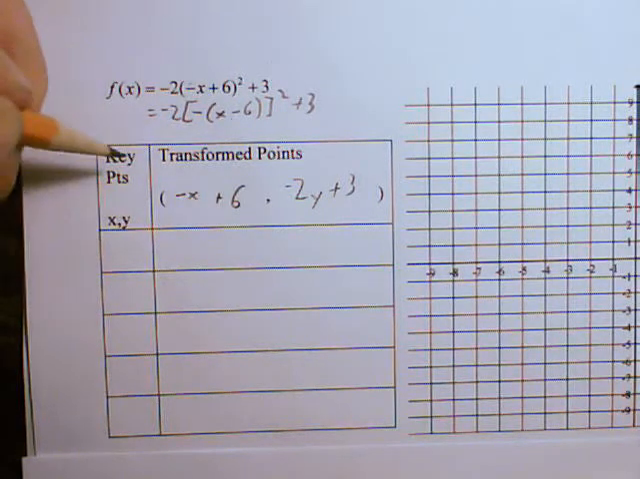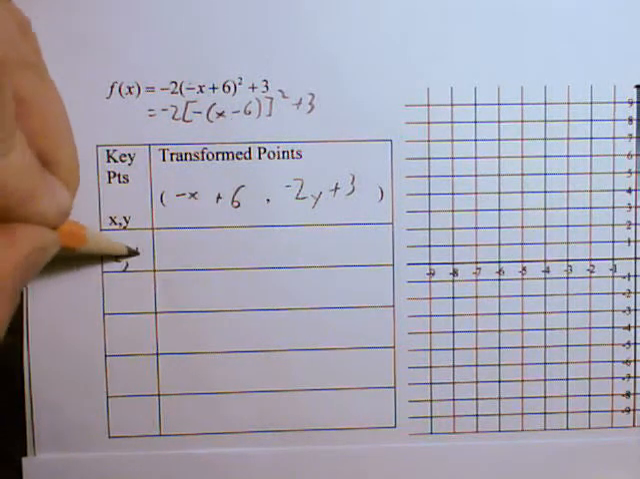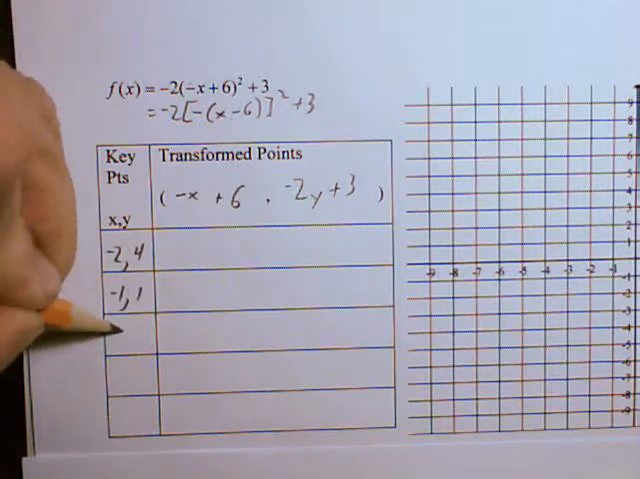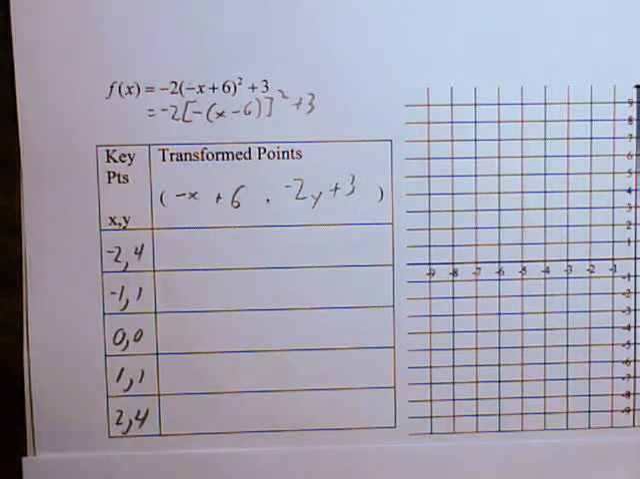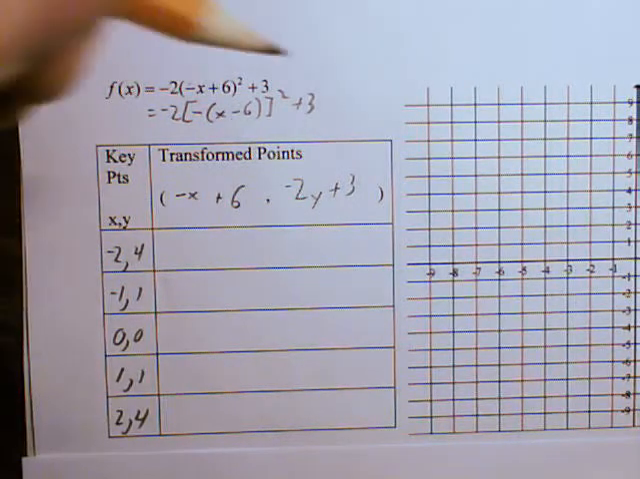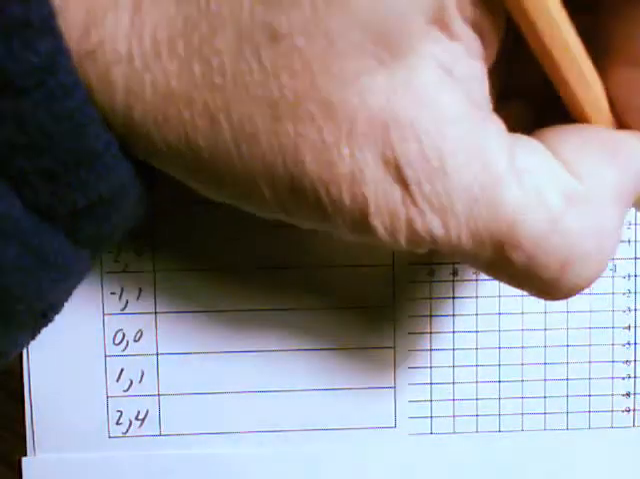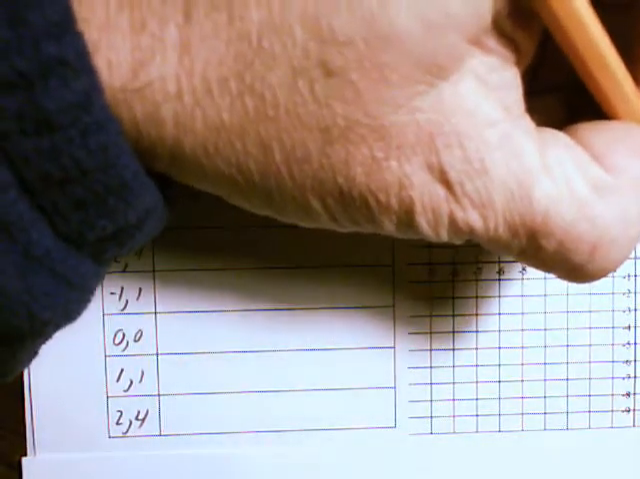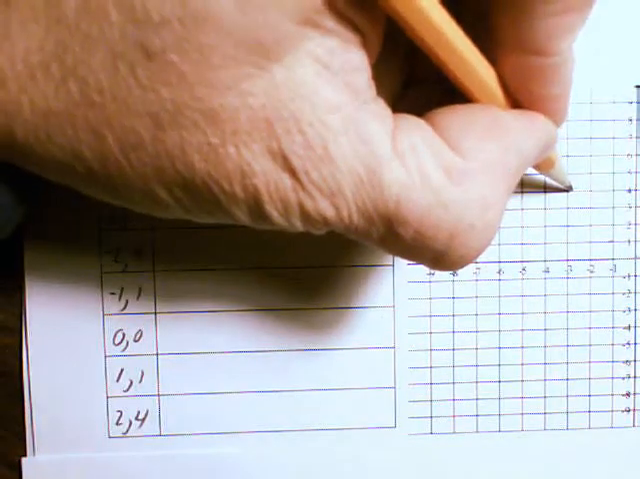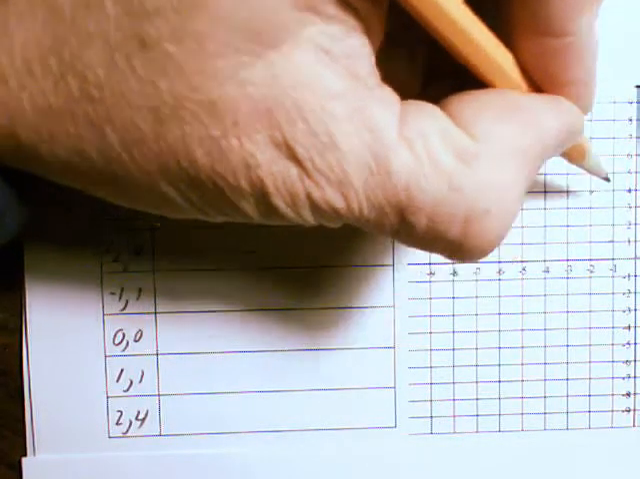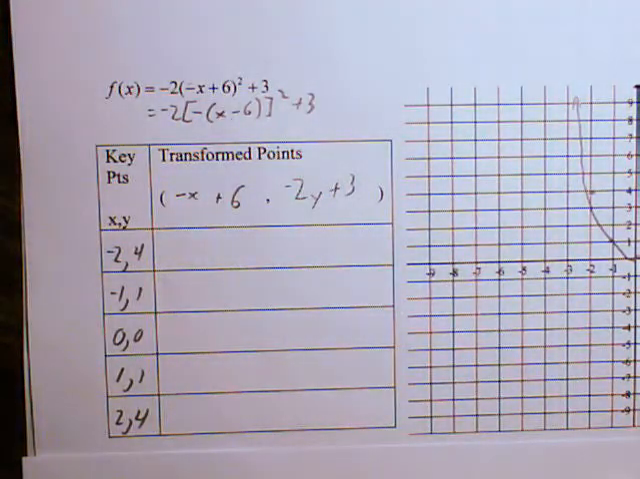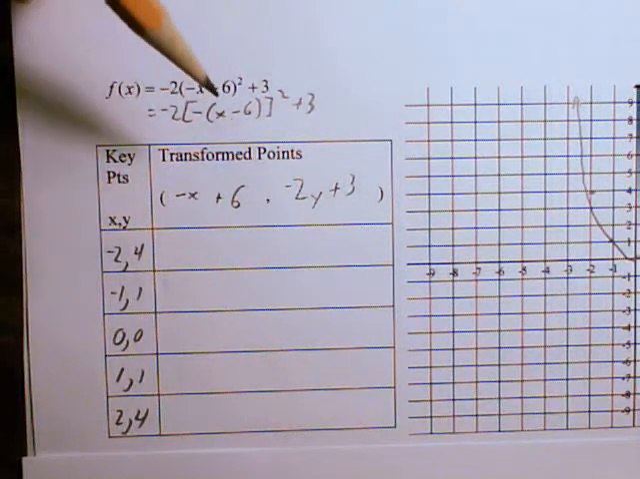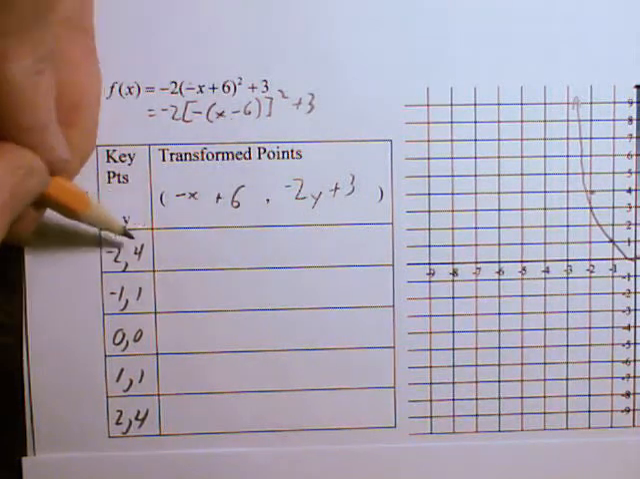Now I'll use my key points, and for a quadratic I'll use negative 2, 4, negative 1, 1, 0, 0, 1, 1, 2, 4. I use these points because these are the basic points for an x squared function that is centered at 0, 0. That's your parent function for x squared. So this is going to be a transformed version of that. So now we just plug in the points.